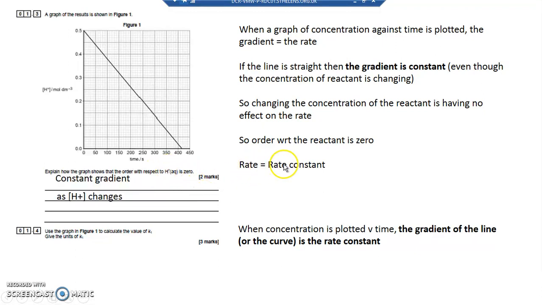So the rate equals the rate constant, because if the H+ concentration is having no effect on the rate, and the other chemicals, the hydrogen peroxide and iodide, are in large excess and they're not affecting the rate, then the rate constant equals the rate. So the gradient equals the rate constant. So we take the value of y, 0.5, we divide by the value of x, which is 420, and it comes out as 0.0012.